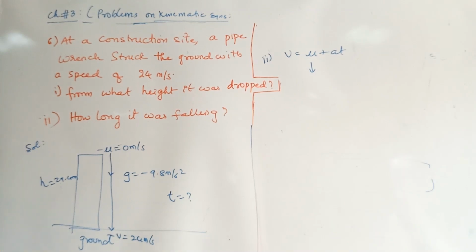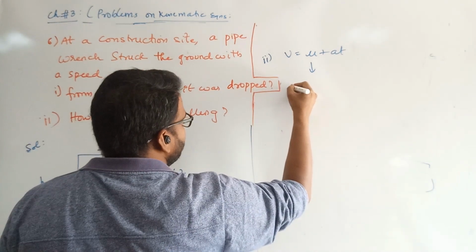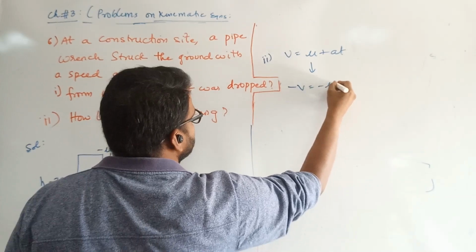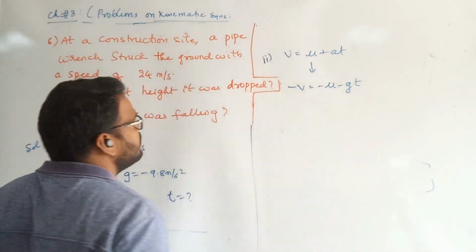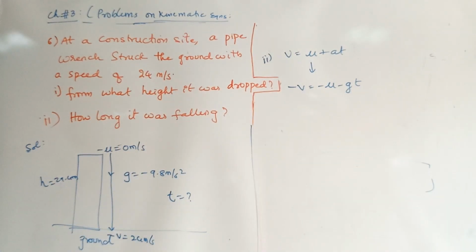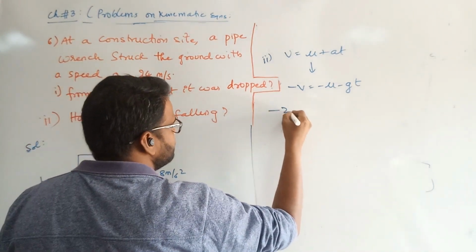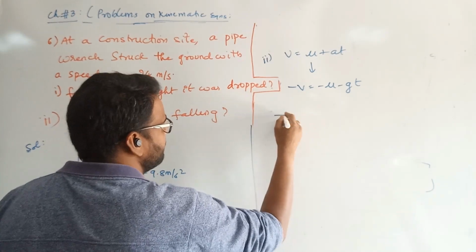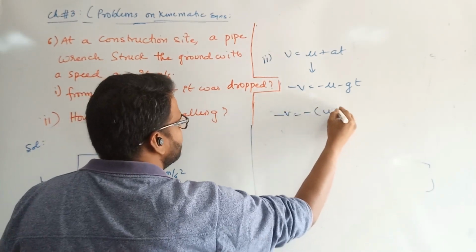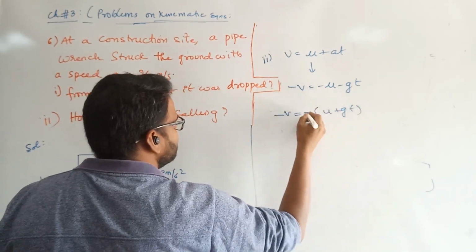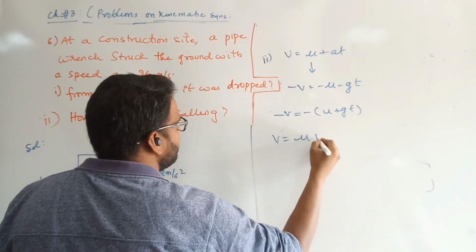For this context, we modify this equation as minus v equals minus u plus a t, where a is minus g, because all are falling down. Just modify the equation: minus v is equals to minus of u plus gt. Minus minus will cancel, v is equals to u plus gt.